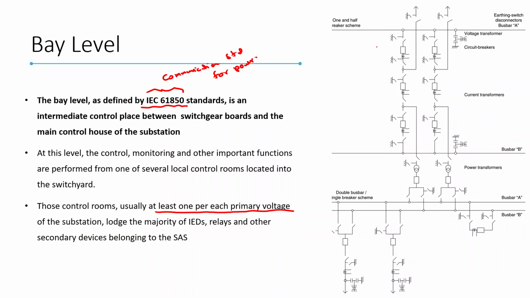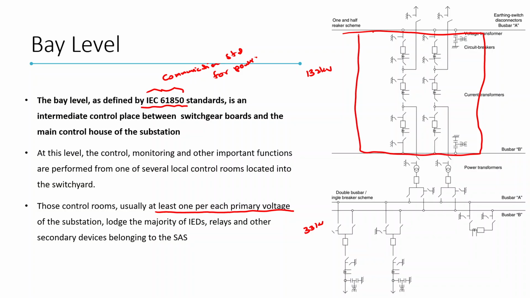For example, this side is 132 kV and this side is 33 kV. So you can identify one bay control center, a local control room, for this part, and one local control room for this part, and so on. And so it says at least.